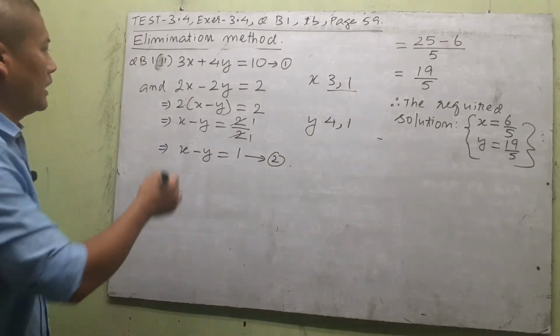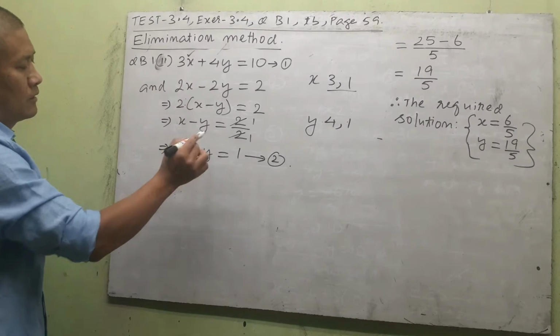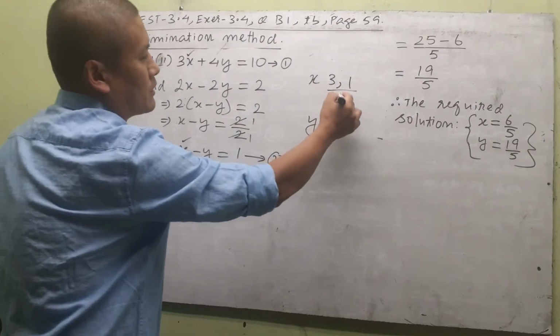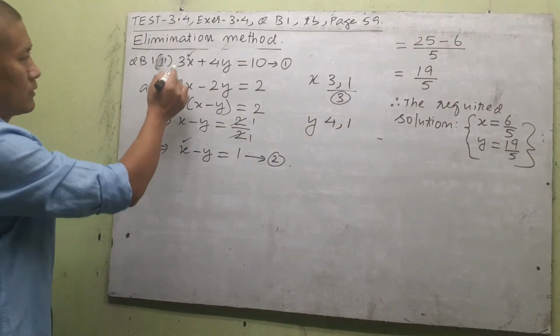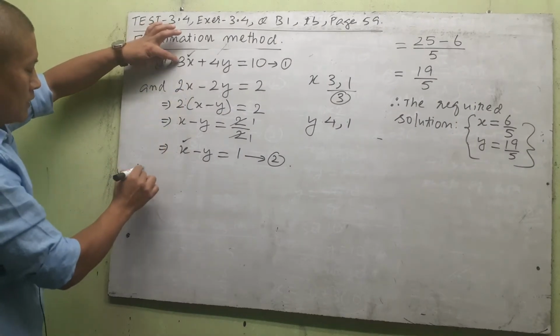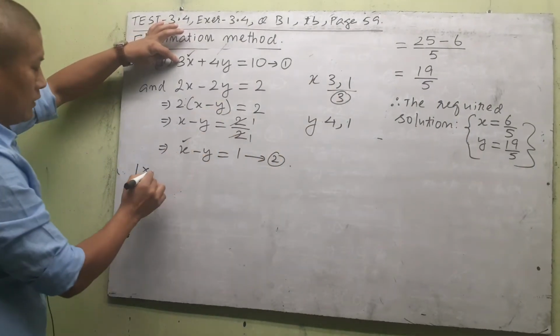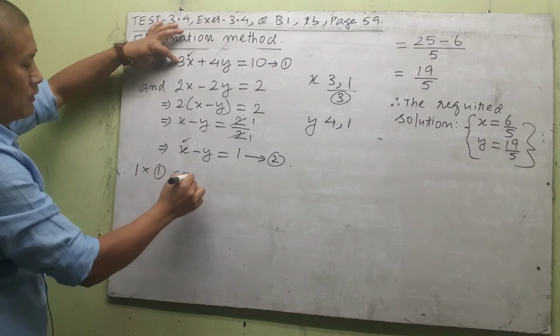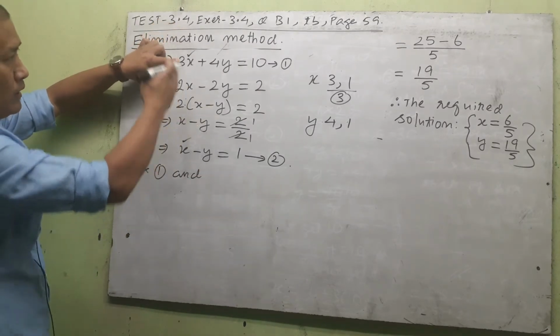So let's just choose the x again. So we're going to do it for x. Then the LCM of 3 and 1 is 3. So this 3 here, 3 1s are 3, LCM. So 1 will multiply equation 1. Then it will equate and allow us to eliminate.